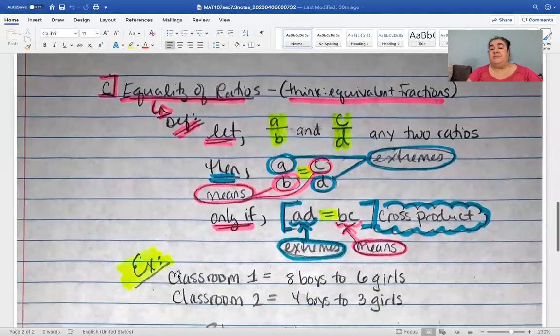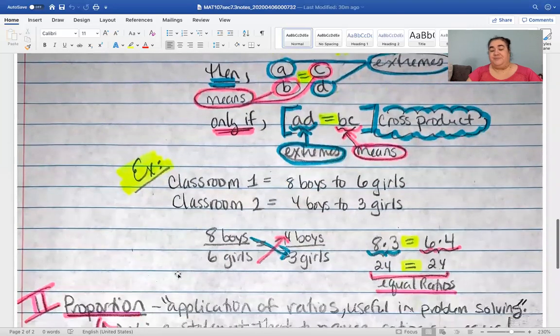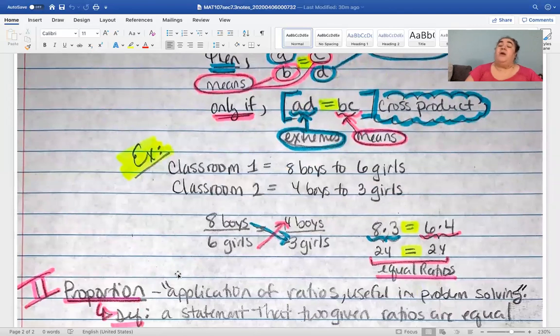Let's look at an example to make it even clearer. So let's say that we're comparing the ratio of boys to girls in classroom 1 and in classroom 2. In classroom 1, we have a ratio of 8 boys to 6 girls. In classroom 2, we have a ratio of 4 boys to 3 girls.